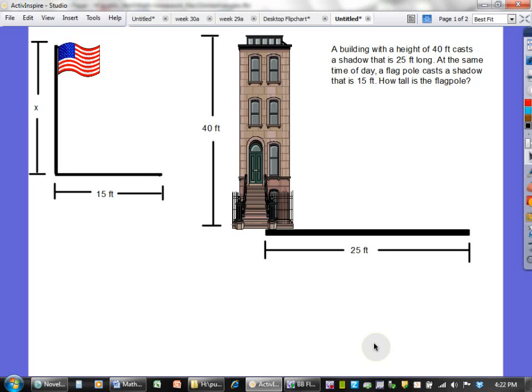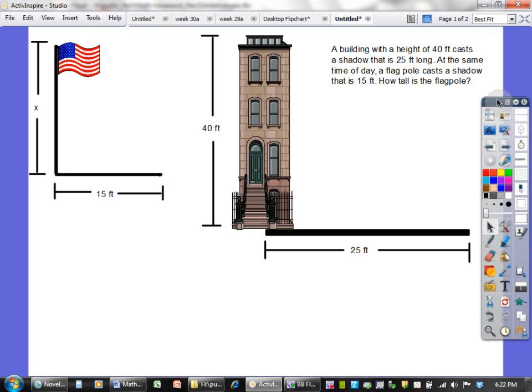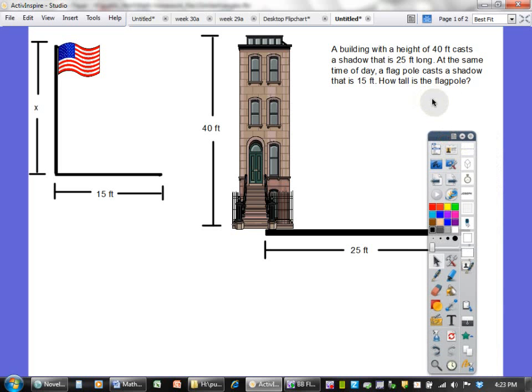Wanted to look at similar triangles and how they can be used to find things like the height of flagpoles or buildings or shadows or something of this nature. As we can see from this question, it says that a building with a height of 40 feet casts a shadow that's 25 feet long. And at the same time of day, a flagpole casts a shadow that is 15 feet long. How tall is the flagpole?